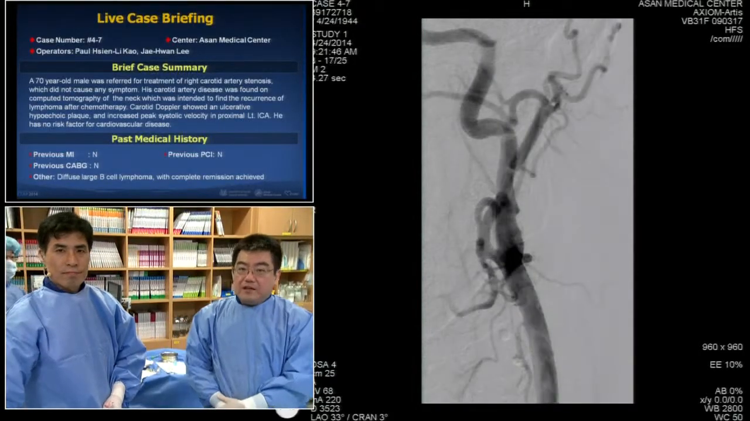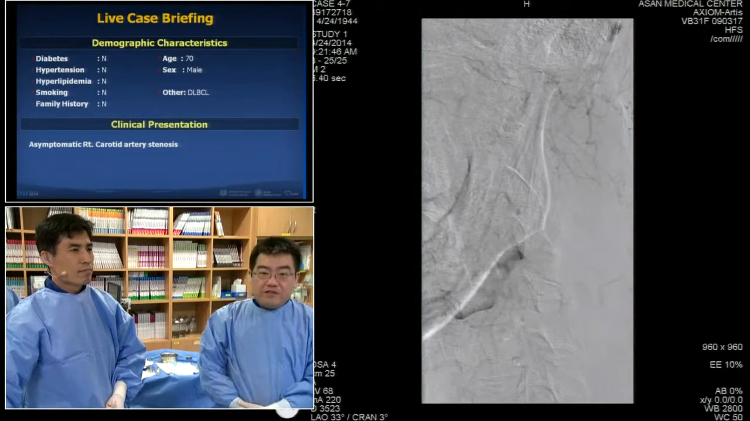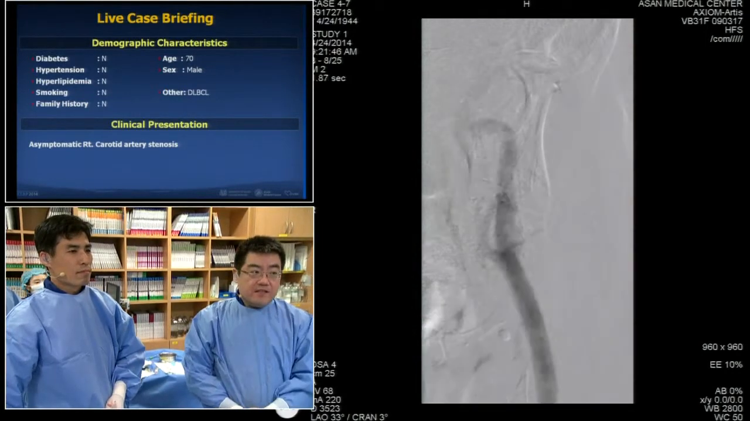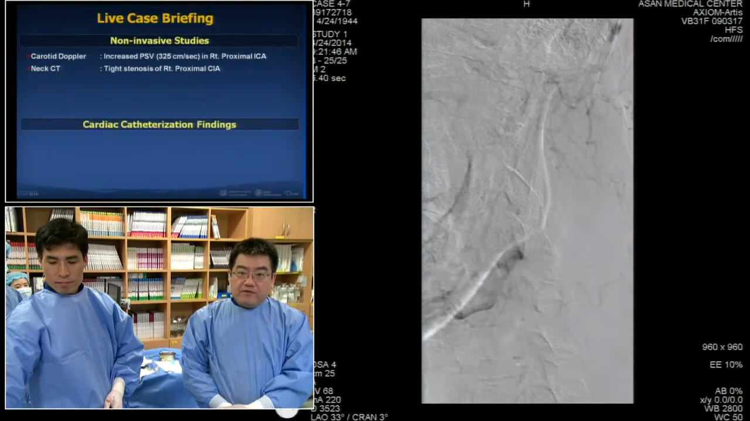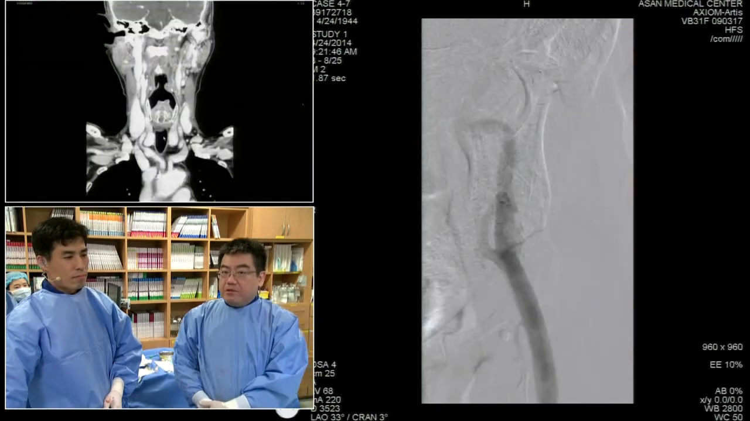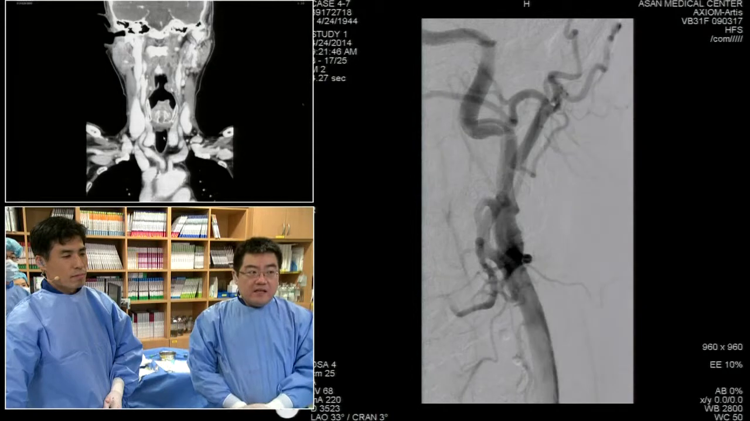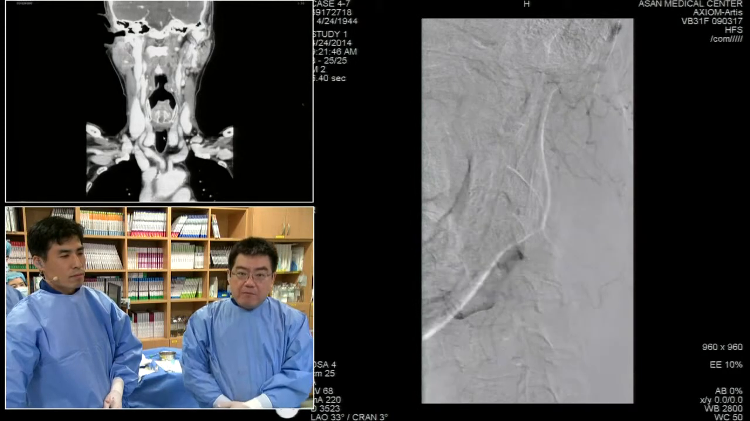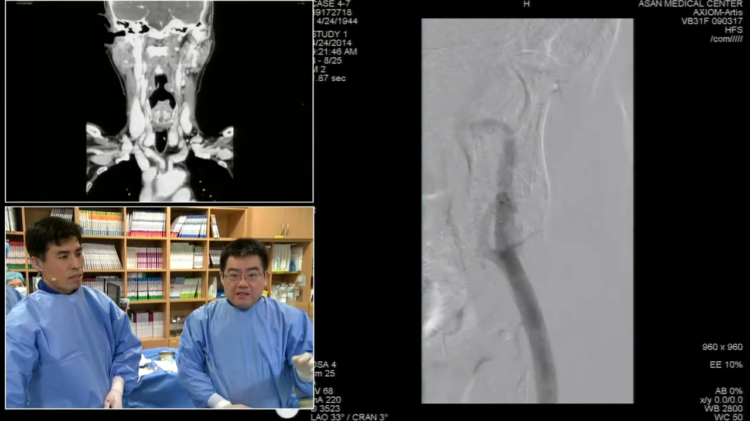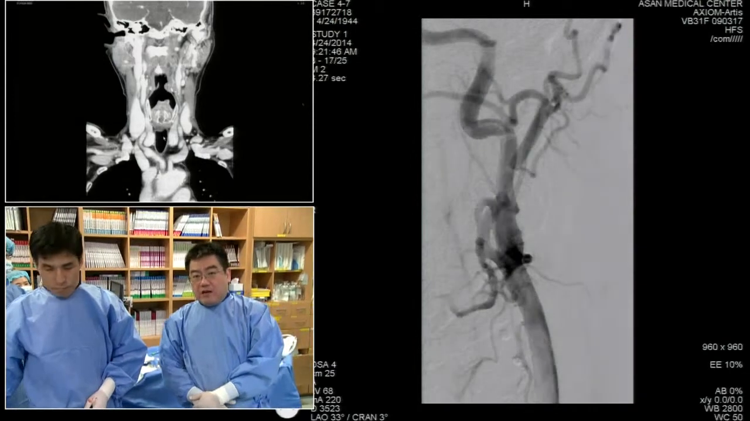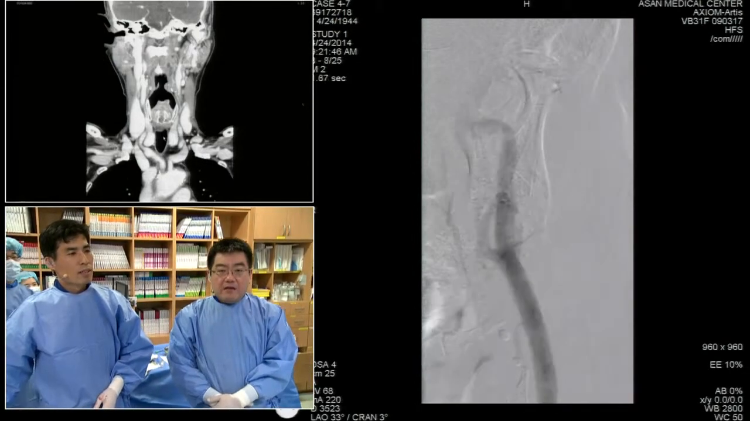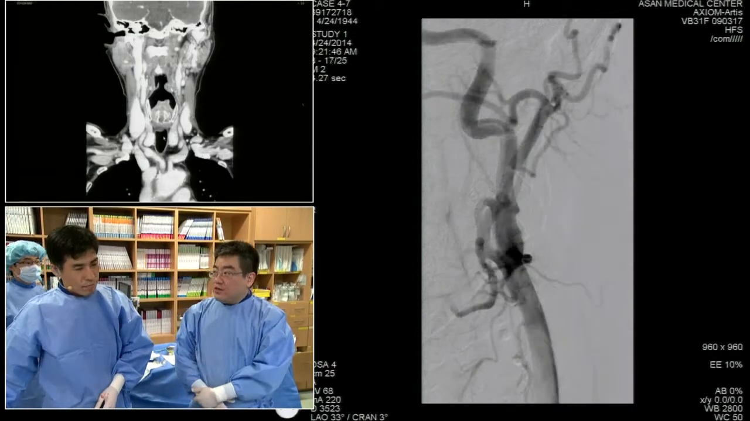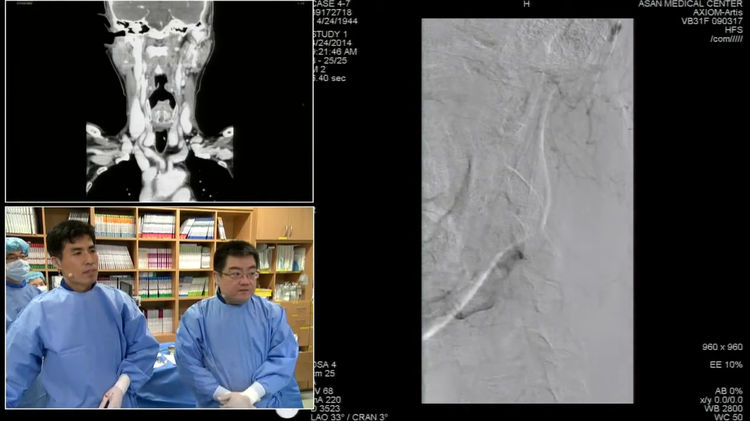Actually, this gentleman had no atherosclerotic risk factors except for the age and sex. He had a repeated neck CT for the follow-up of his B-cell lymphoma, which is in complete remission now. But then, incidentally, the carotid stenosis was picked up and confirmed not only by the CT, but also by the neck ultrasound. The PSV is very high. So he's totally asymptomatic, but the lesion is tight, so I think that the treatment is indicated.